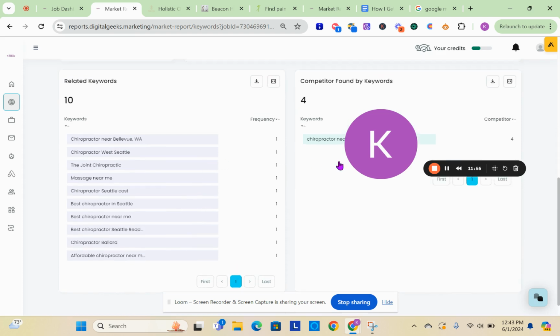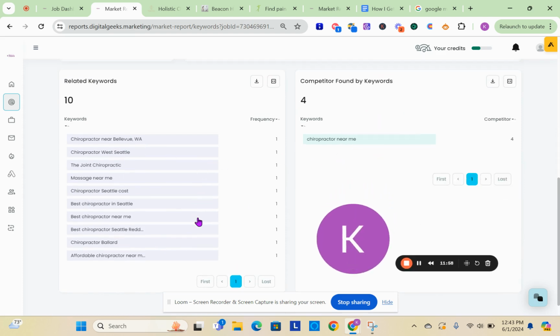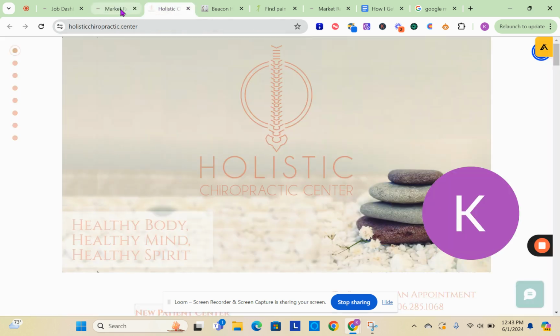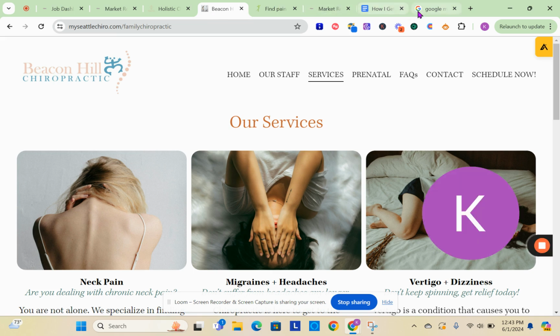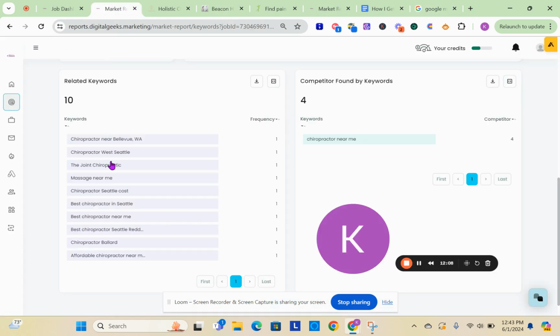One of the other things the software does is it will tell you related keywords. So the Joint Chiropractic, I'm pretty sure that's one of the businesses that pops up. And then obviously massage near me, best chiropractor in Seattle. And then the other thing that it's still telling you is the frequency at which people are running ads for these terms in this market.